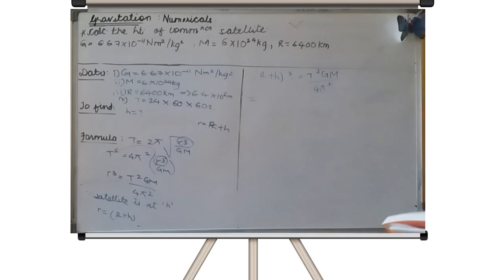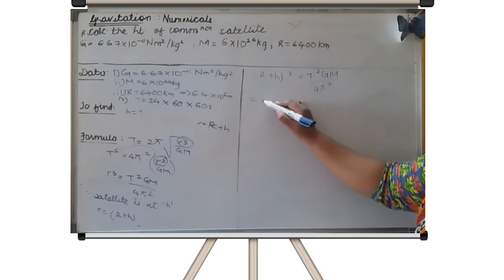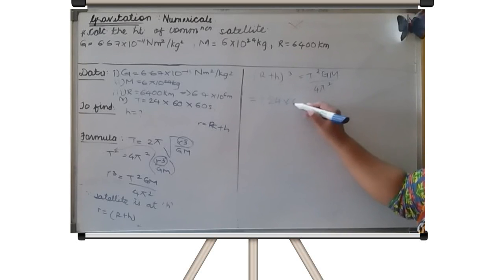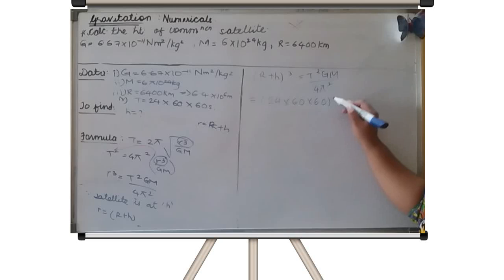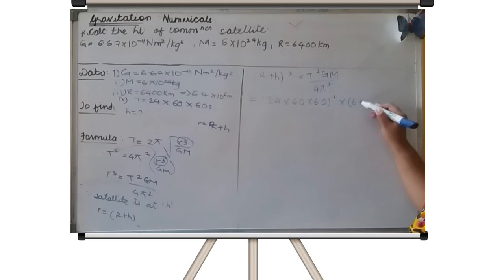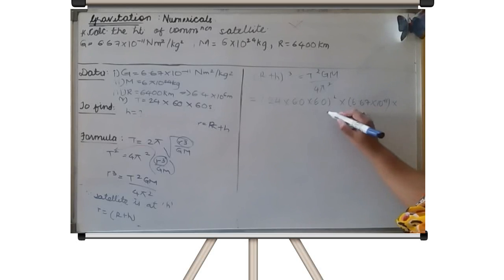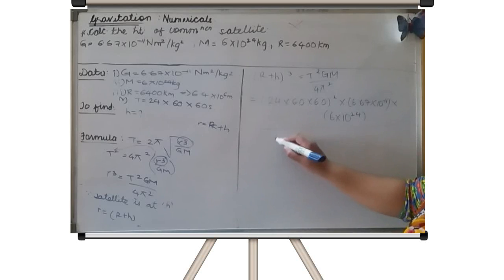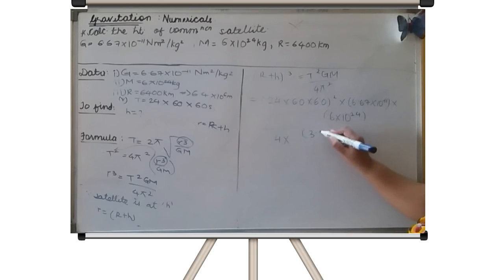I will show you how we are going to find the height later on. Let us substitute the values first. What is T? 24 into 60 into 60 the whole square. What is G? 6.67 into 10 raised to minus 11. What is M? 6 into 10 raised to 24, upon 4 into 3.14 the whole square. You will solve this equation and you will get a number here.